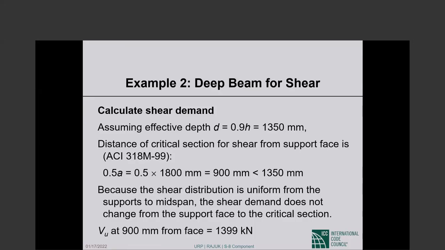Now here it doesn't matter because the shear is the same. It's one concentrated load in the middle. So from the support to the load is the same shear. Because the shear distribution is uniform from the support to midspan, the shear demand does not change from the support face to the critical section. So V sub u at the critical section is also 1399 kilonewtons.